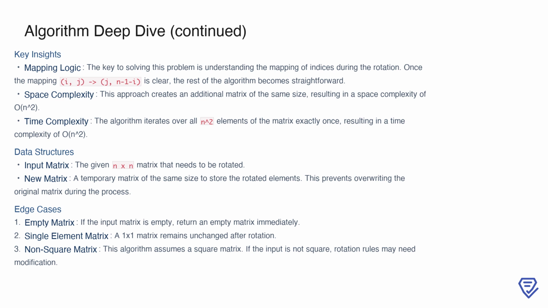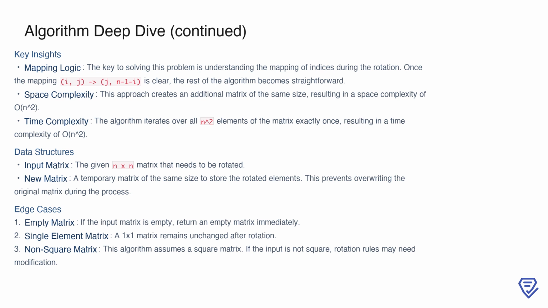In terms of complexity, the approach involves creating a separate matrix to store the rotated values, which uses n squared additional space. Additionally, since we iterate through all n squared elements exactly once, the time complexity is also n squared. The algorithm primarily works with two data structures, the input matrix, which holds the original values, and the new matrix, which stores the rotated version.